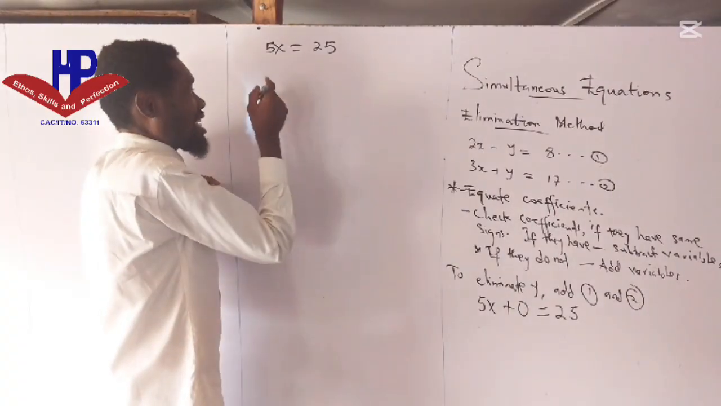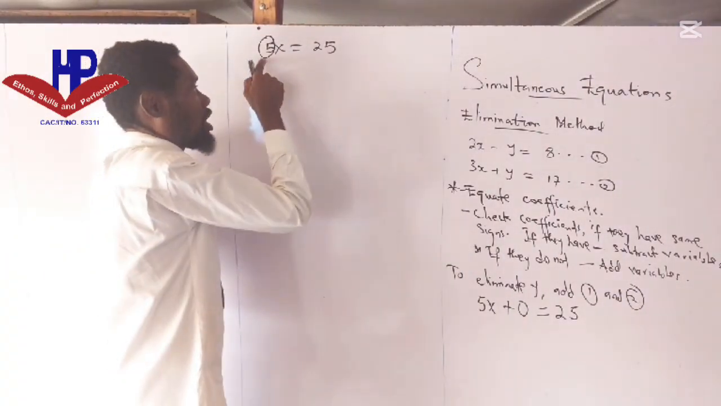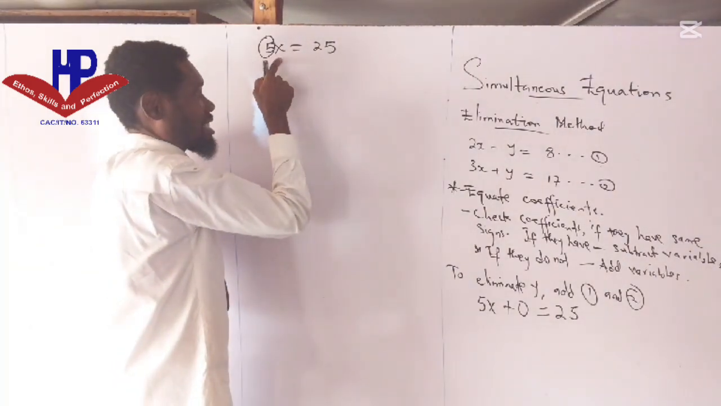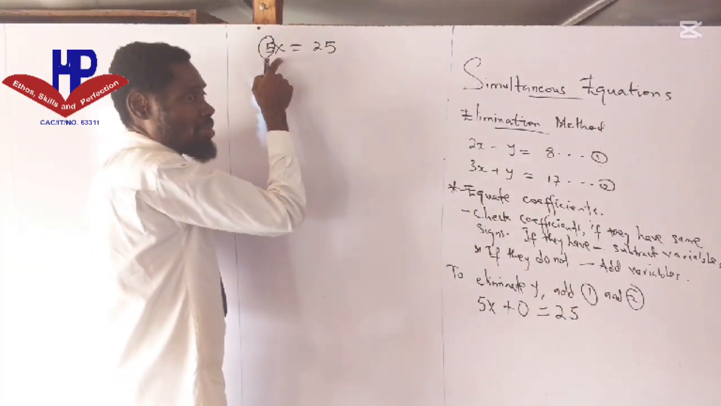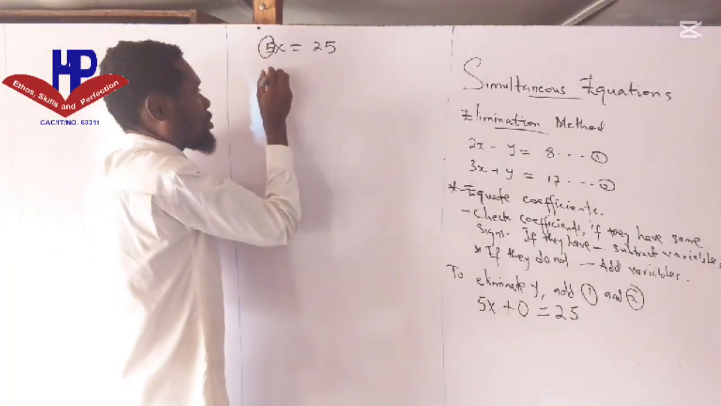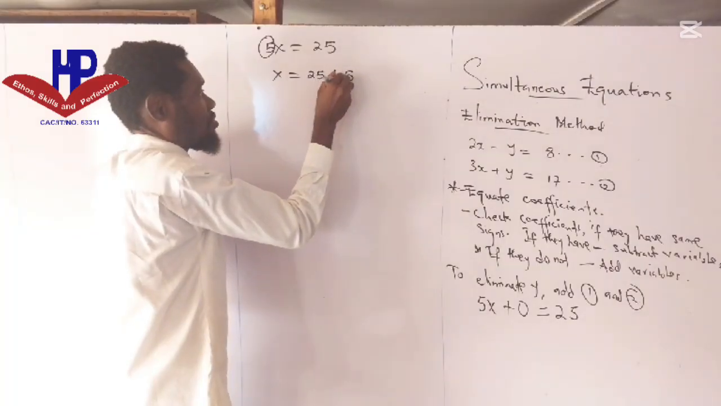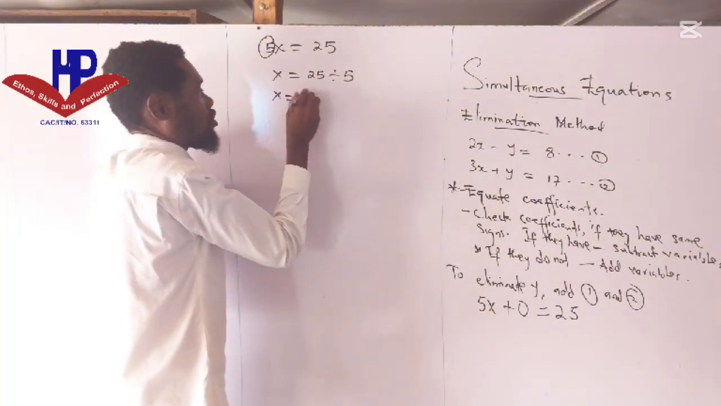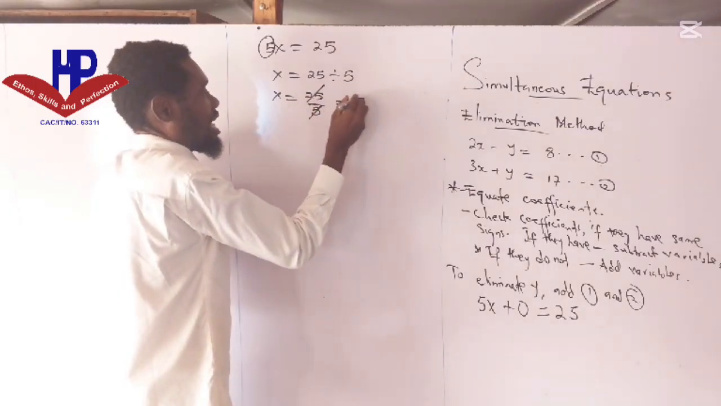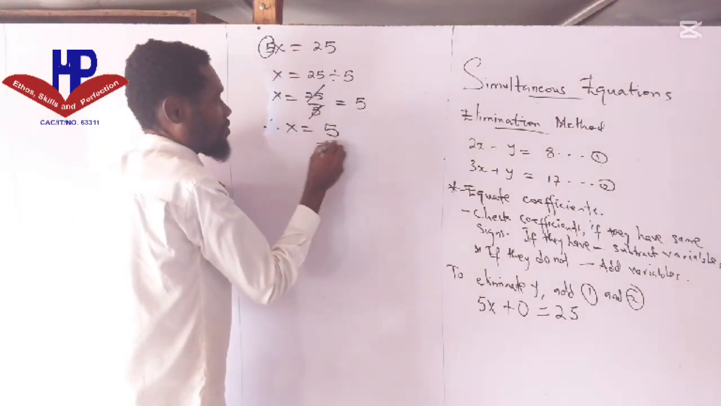For us to make x stand alone, x has a value of 5, so 5 will need to leave to the other side. And remember, 5 is attached to x by times. The opposite of times is division. So when 5 is leaving to the other side, it becomes x is equal to 25 divided by 5, which is x is equal to 25 over 5. And when you cancel out, you see that x is 5. So therefore, our x is equal to 5.